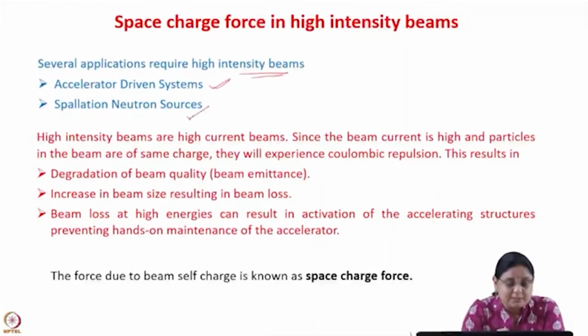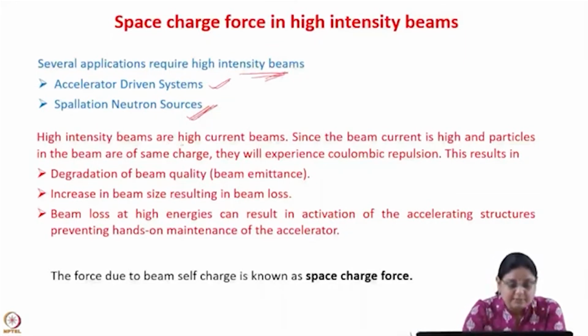Another application is spallation neutron sources. Here also a high intensity beam hits a target and spallation neutrons are produced, which are used for doing experiments. So in order to have a high yield of neutrons, we should have a high current proton beam. So both of these applications require very high intensity beams.